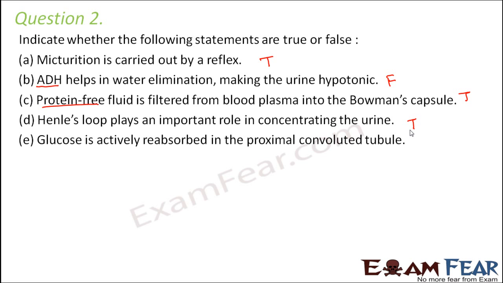Glucose is actively reabsorbed in the proximal convoluted tubule. Now, as I said, PCT or proximal convoluted tubule is that part of the renal tubule where maximum reabsorption of nutrients takes place. So, of course, glucose is also actively reabsorbed in this area. So, this is also true.